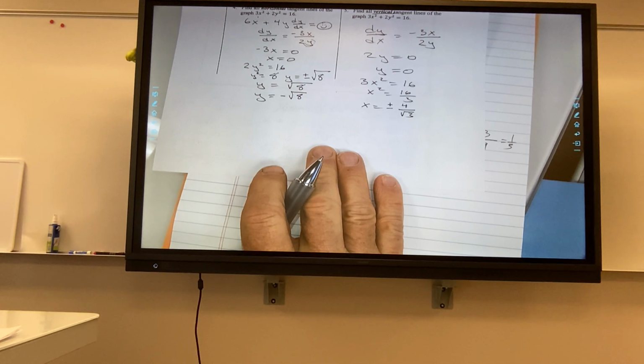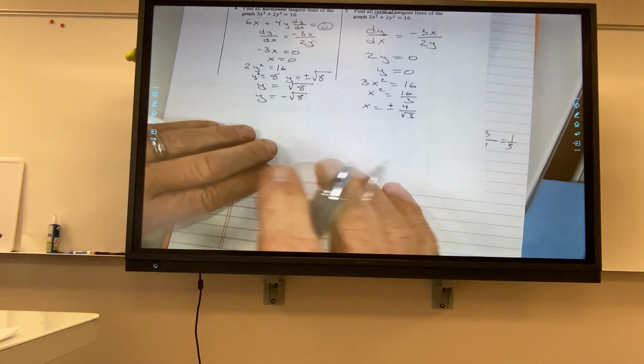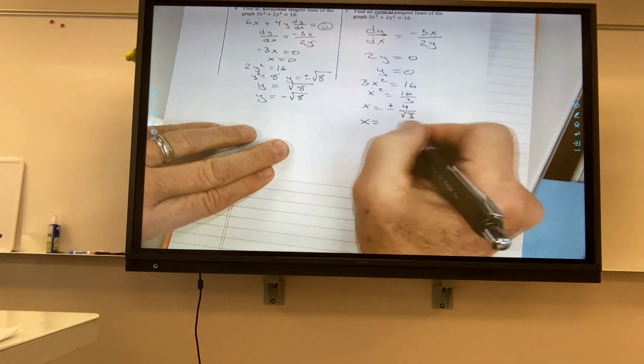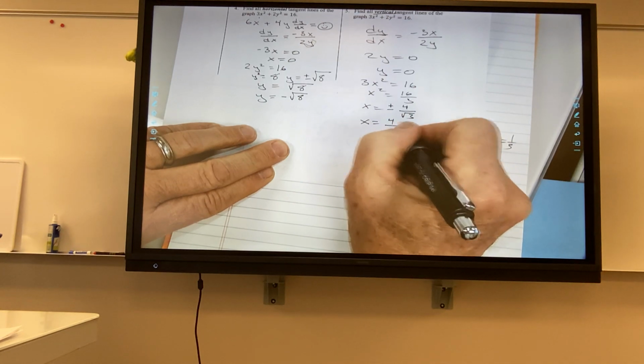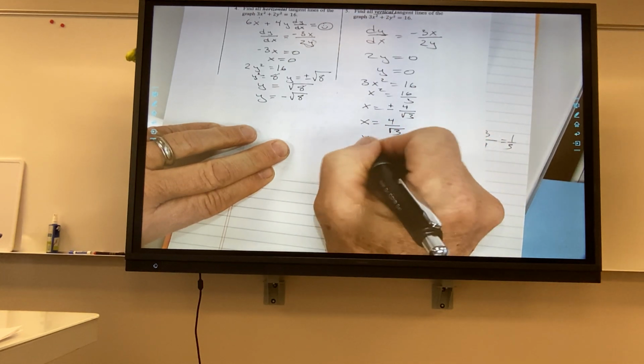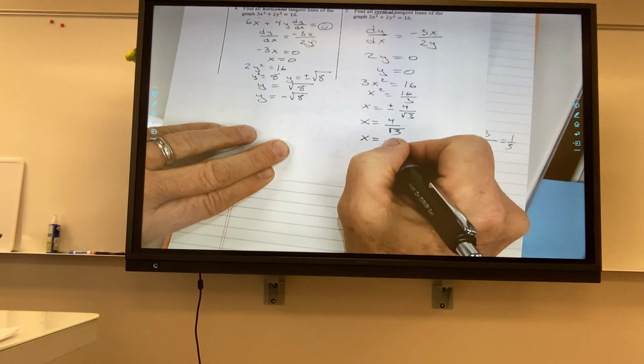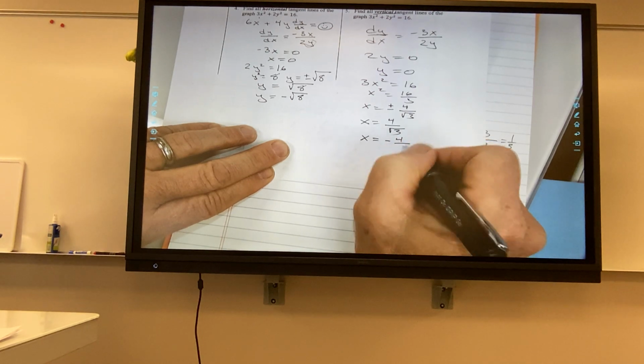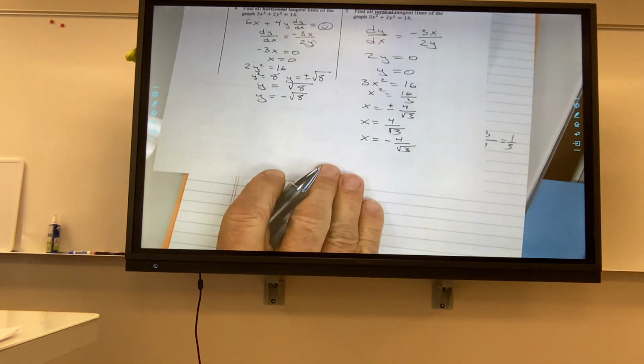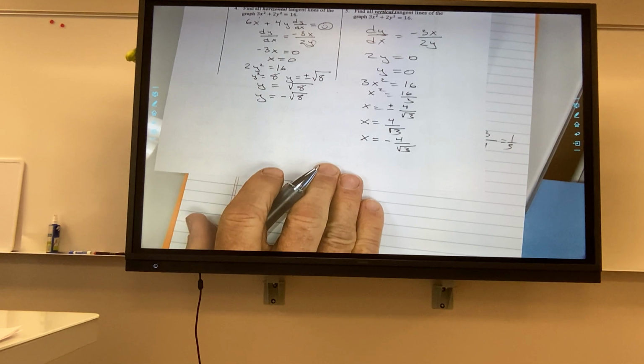I don't think I should have to show all the steps, the square root of 16 thirds, and then break it up into 2 parts. Yeah, I think I get it. So that means my 2 vertical lines are x equals 4 over the square root of 3 and x equals negative 4 over the square root of 3. Are you okay with those? I think so. Alrighty.